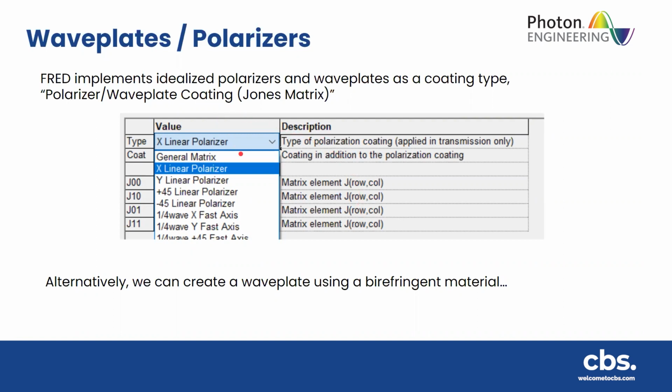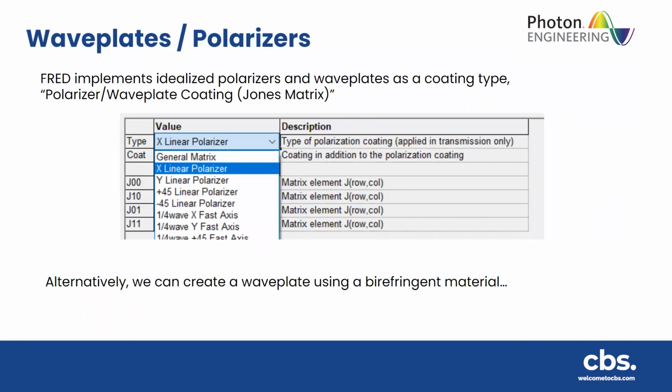So here we have the user interface of this coating setting, where you can specify which type of object you want to set and put on the surface, such as a polarizer or a waveplate. And this essentially uses the Jones matrices for all the selections and uses those to calculate the polarization changes for the rays as they interact with that surface with that coating. So a quick and easy way to set up a polarizer or a waveplate coating.